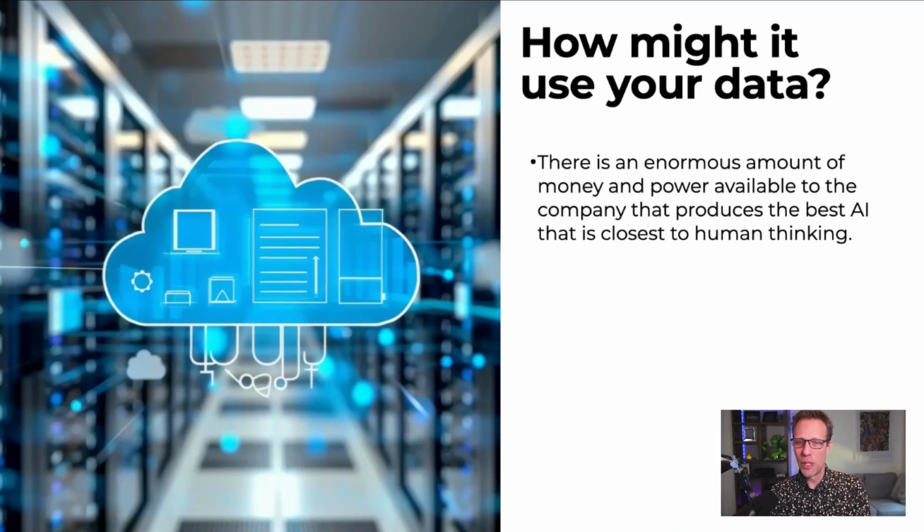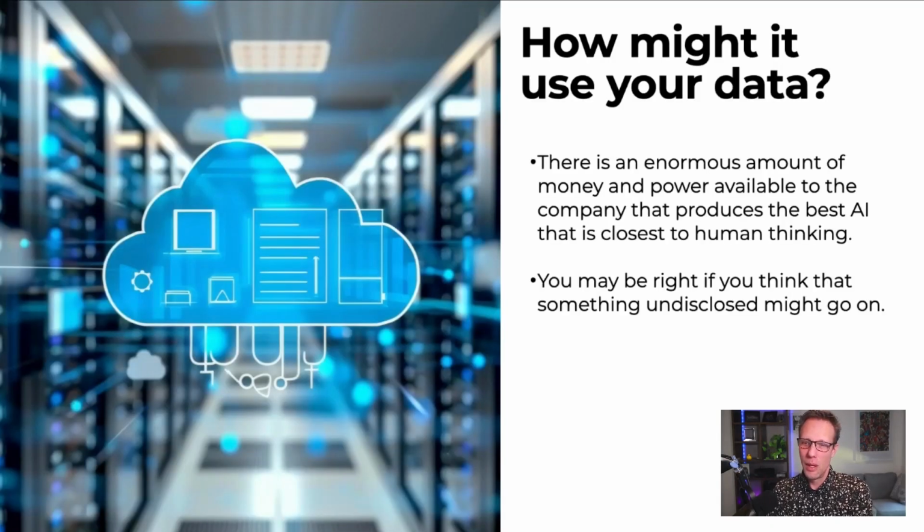Okay, so we've already discussed this. There's an enormous amount of money and power available. So the company that produces the best AI that is closest to human thinking, AGI. You might be right if you think something undisclosed might go on. I tried to word this as nicely as I could, because far be it from me to cast aspersions on a large corporate. I don't want to do that, and I definitely don't want to get sued.